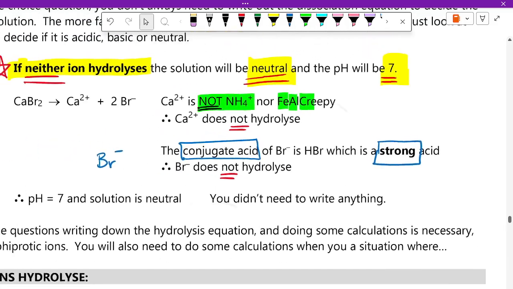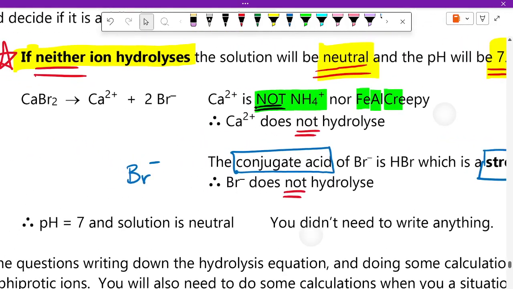No. And when you are explaining why calcium is not hydrolyzing, you do not need to write out "it's not ammonium, iron, chromium." That's just a way of remembering it. You can just say calcium does not hydrolyze. Bromide does not hydrolyze. Therefore, the solution is neutral. So that would be my explanation.